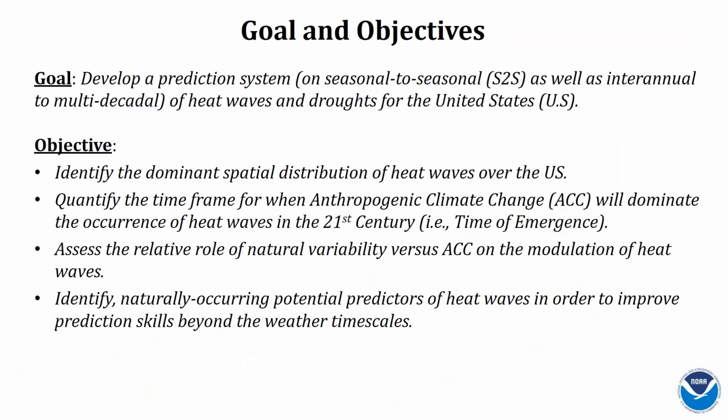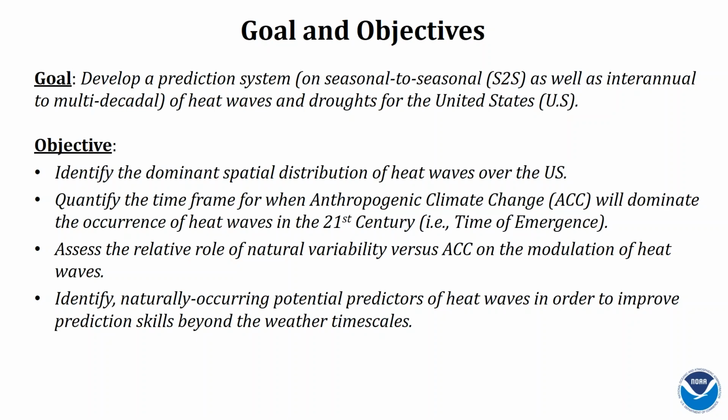So now that I gave you a long introduction on the two events, I will give you the goal and objective of this study. The overall goal is to develop a seasonal and subseasonal prediction system, and also an interannual and multi-decadal prediction system for extreme heat and drought in the US. And the objective to achieve this goal is first to identify the common patterns of heat waves, which before our study last year hadn't been done for the US. We want to quantify the relative role of natural variability versus climate change with respect to heat waves.